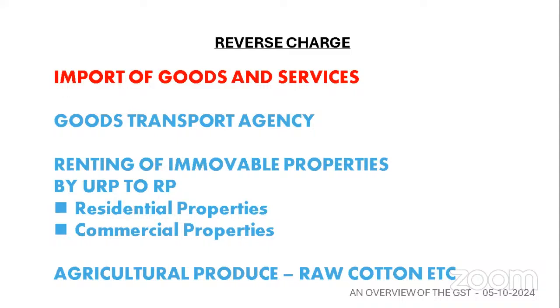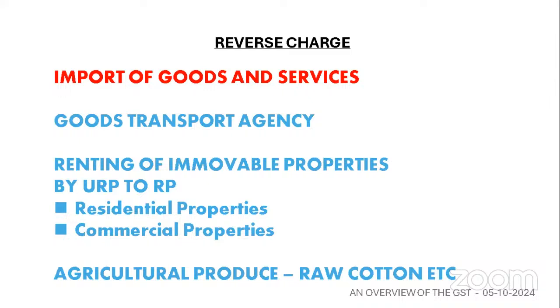Now, from this month onwards, for those businesses who have obtained immovable properties from a person who is unregistered, URP, this has been brought under reverse charge mechanism, and every business now has to discharge 18% GST on the rental services. So this is one area.